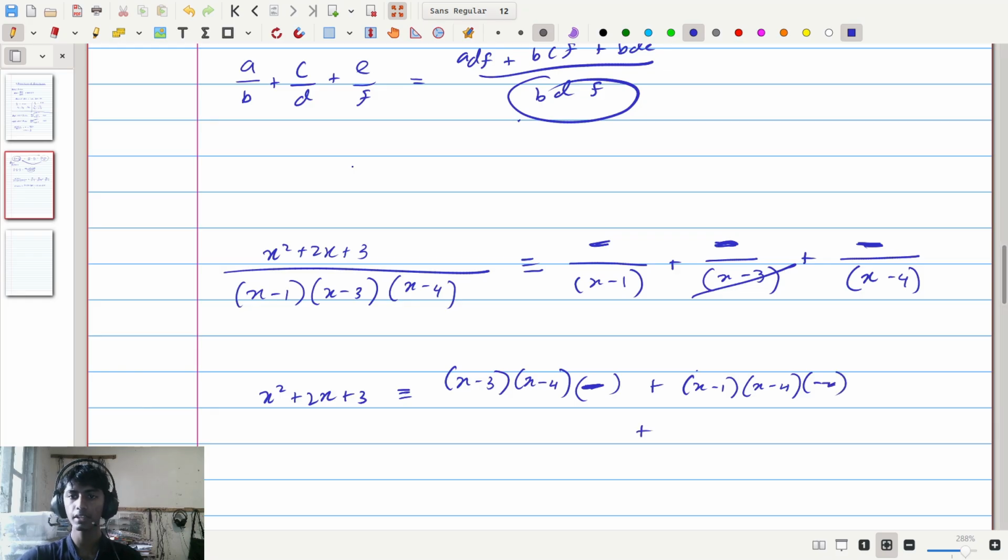And then finally, this thing. If we consider this thing here, this x minus 4 would cancel with this x minus 4, leaving us with just x minus 1 times x minus 3 times another something.